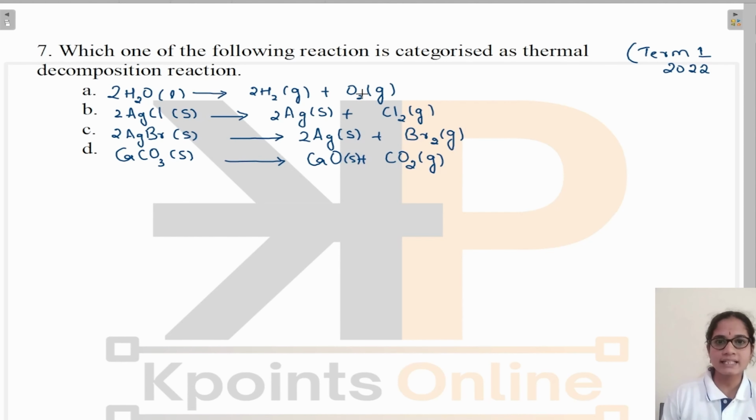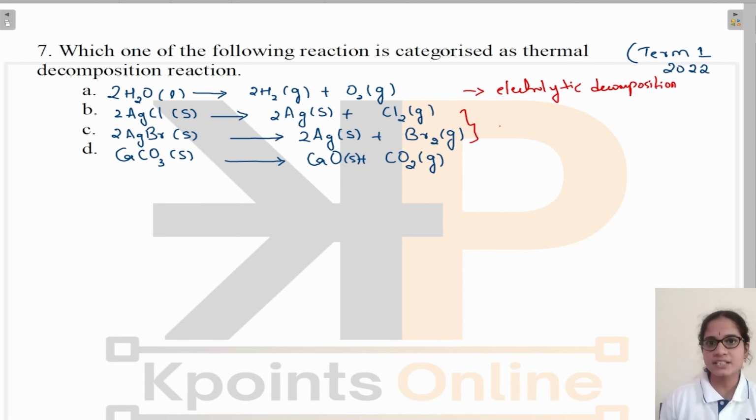Clearly we know that the first reaction is an electrolytic decomposition. Okay. When we supply electric current through the water, what happens? There is a decomposition reaction taking place to form hydrogen and oxygen. So it is electrolytic decomposition. Then what about these two? Both these reactions occur in the presence of sunlight. That is, they undergo photolytic decomposition.